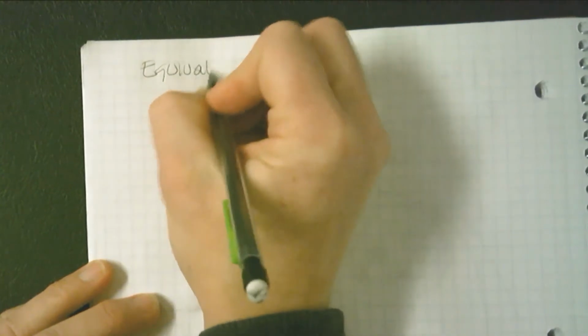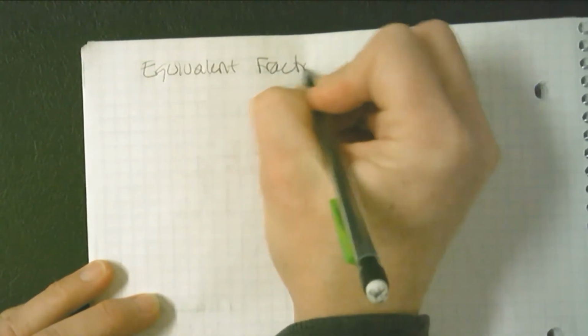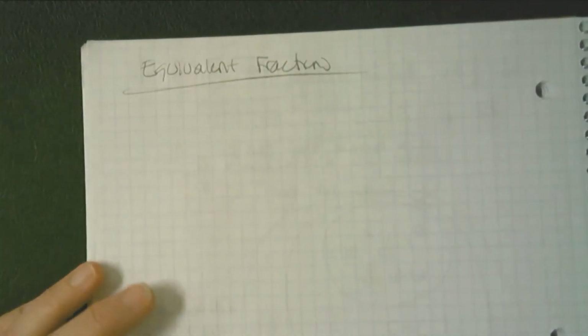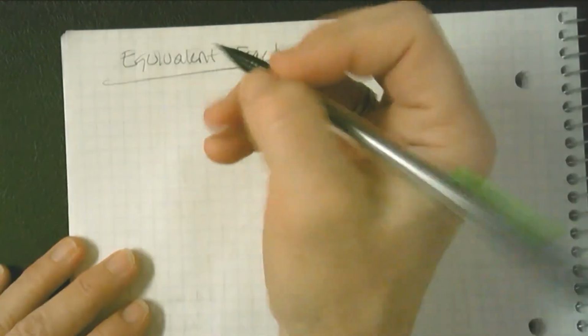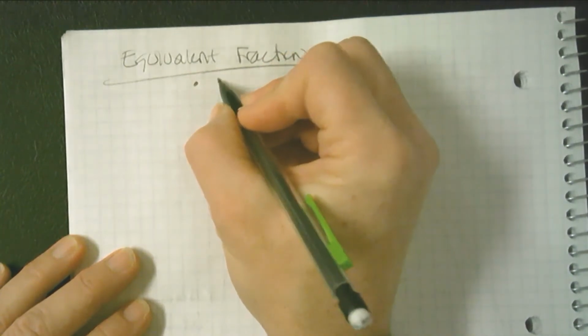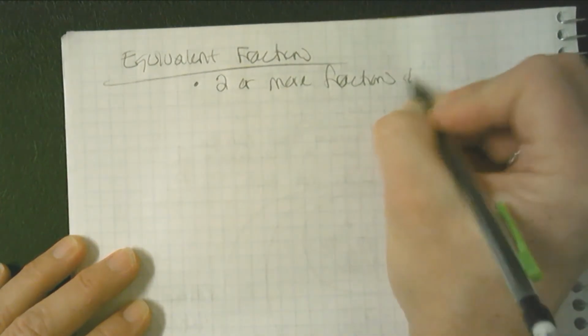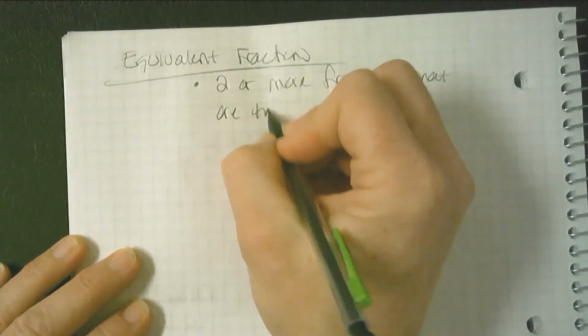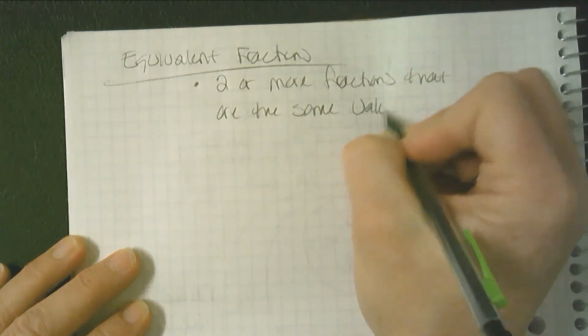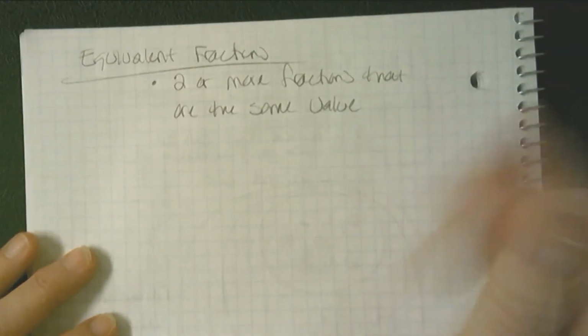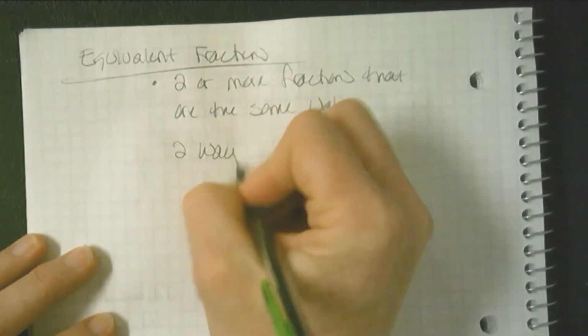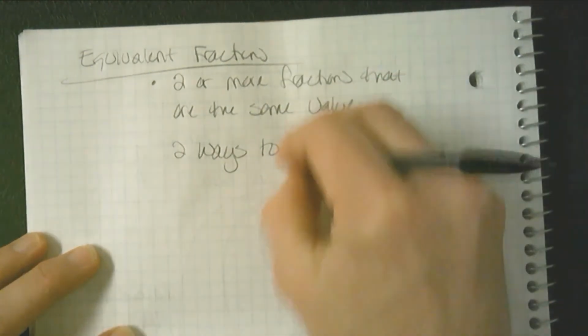Okay, since the whole point of this is talking about fractions, let's talk about equivalent fractions. Equivalent fractions means they are two or more fractions that are the same value. All right, there are two ways to create equivalent fractions.